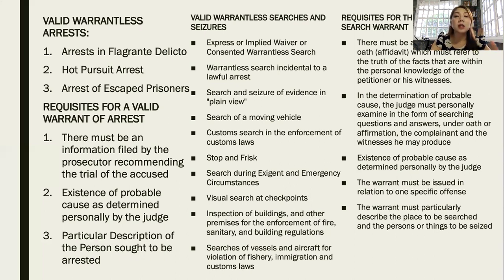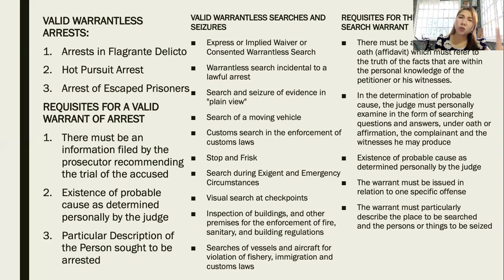In so doing, he is not required to personally examine the complainant and his witnesses. Sound policy dictates this procedure so as to not unduly burden judges with preliminary examinations and investigations so they could concentrate on deciding cases. And the third requisite is particular description of the person sought to be arrested.